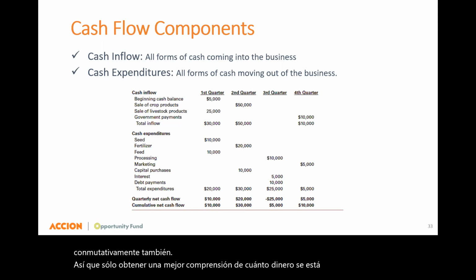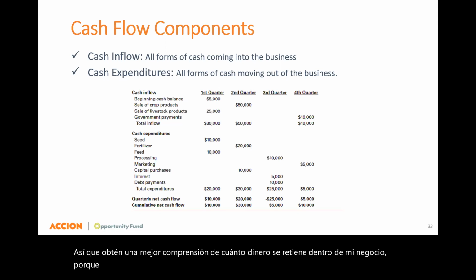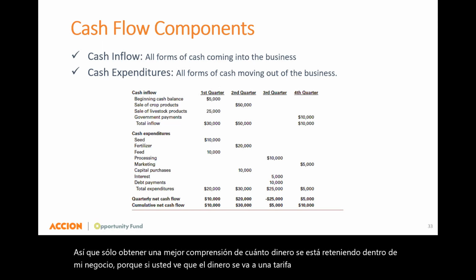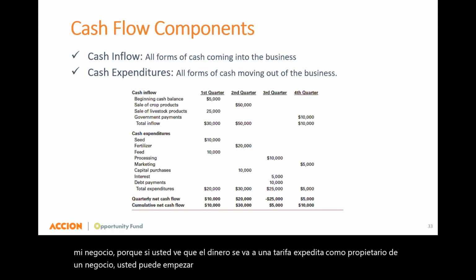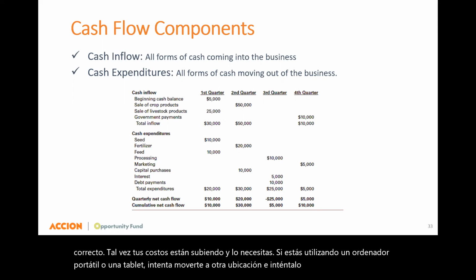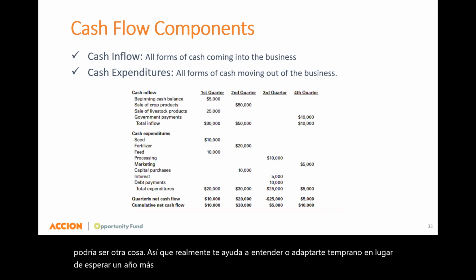So you get a better understanding of how much money is being retained within your business. Because if you see that money is leaving at an expedited rate, as a business owner you can take action immediately to rectify it, right? Maybe your costs are going up and you should adjust your pricing, or it could be something else. It helps you understand and adapt early rather than wait a year and say, oh my goodness, I'm almost out of cash and now I can't pay my employees next month, right?